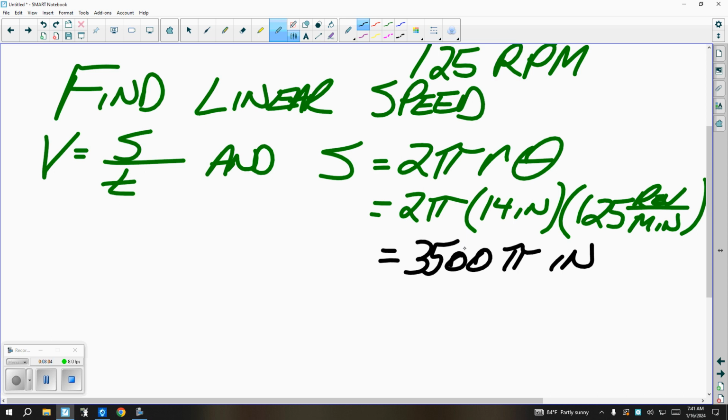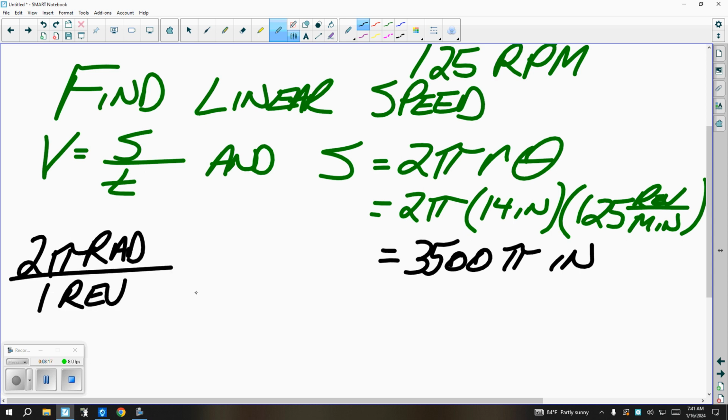That is the conversion needed because 2 pi radians per 1 revolution. So that made the revolution go away. That's what this was. So then inches per minute, but we don't care about that. We just want the length. And now I can figure out V.